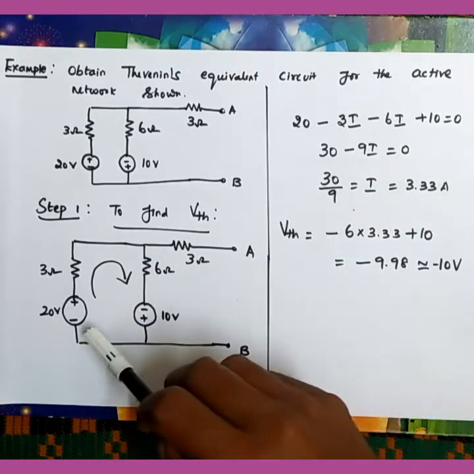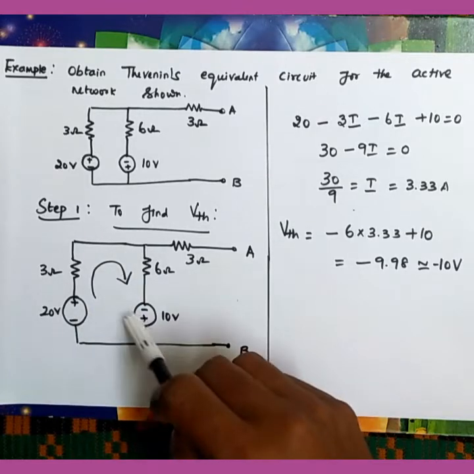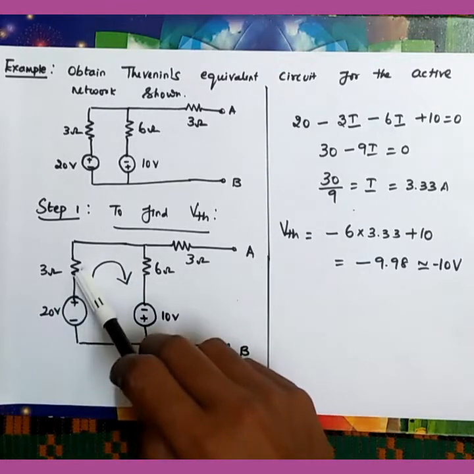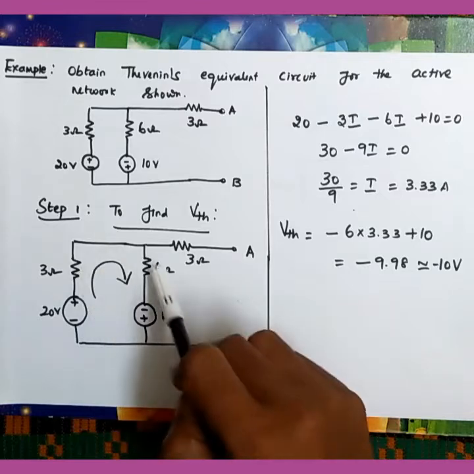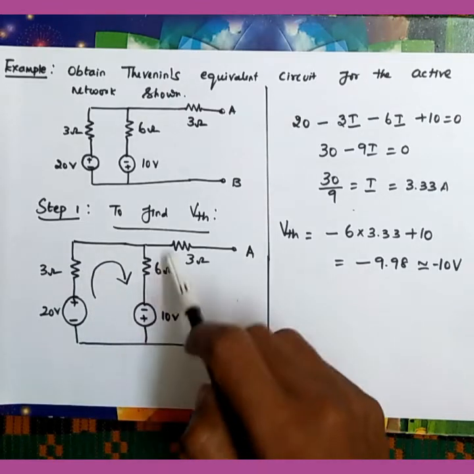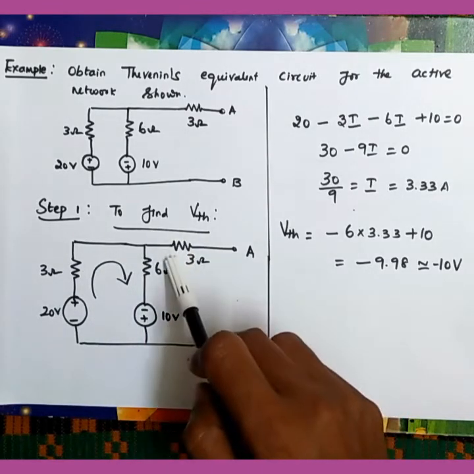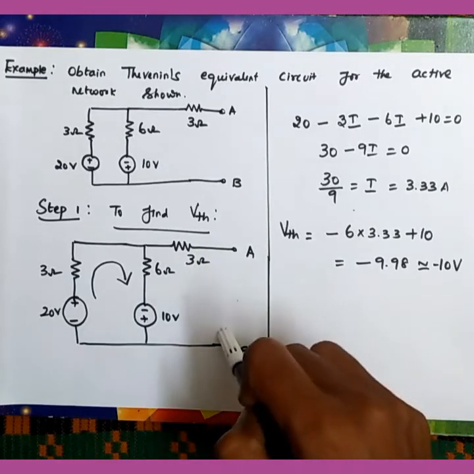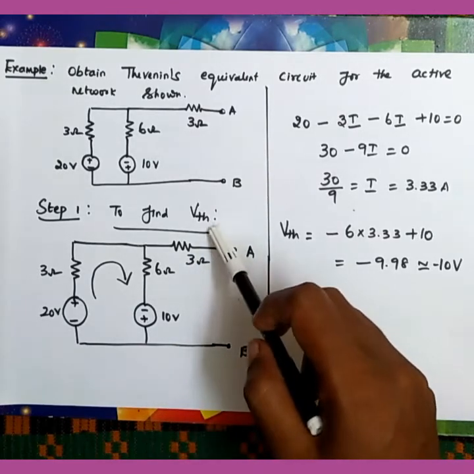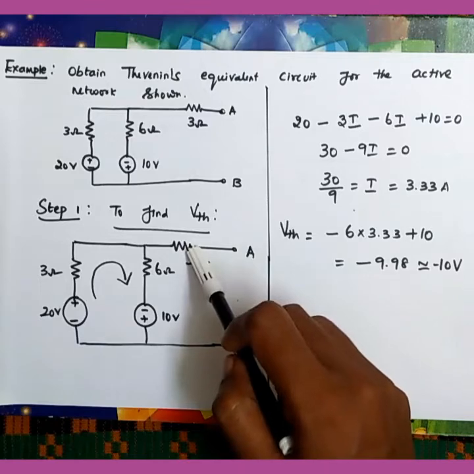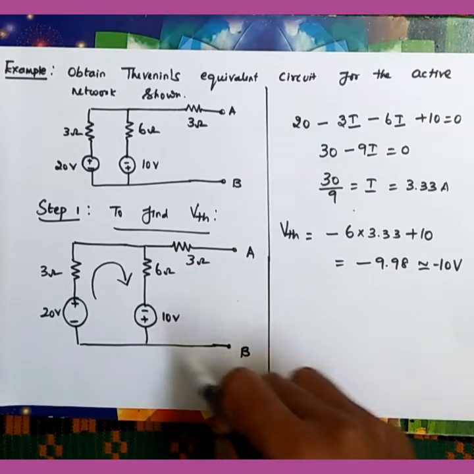Now we have found that the current flowing through this path is 3.33 amps. The current flowing through the 3 ohm resistor is 3.33, and through the 6 ohm resistor is also 3.33. No current flows through this 3 ohm resistor because the circuit is open here. Now we need to find VTH. So start from A, travel through the 3 ohm resistor, 6 ohm resistor, battery, and reach B.